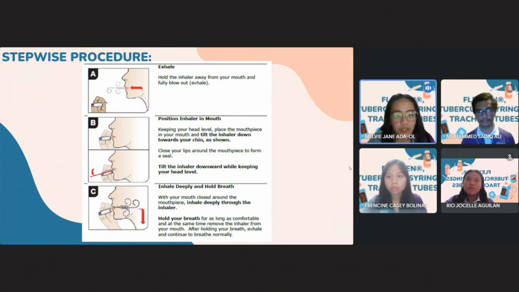With your mouth closed around the mouthpiece, inhale deeply through the inhaler. Hold your breath for as long as comfortable and at the same time, remove the inhaler from your mouth. After holding your breath, exhale and continue breathing normally.